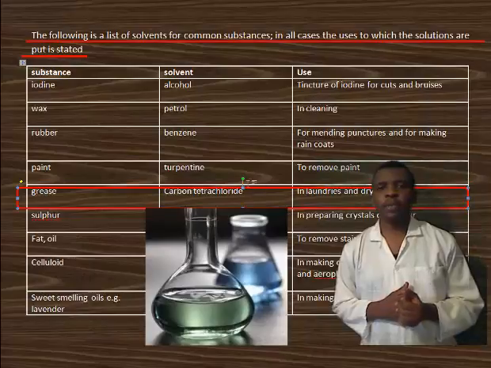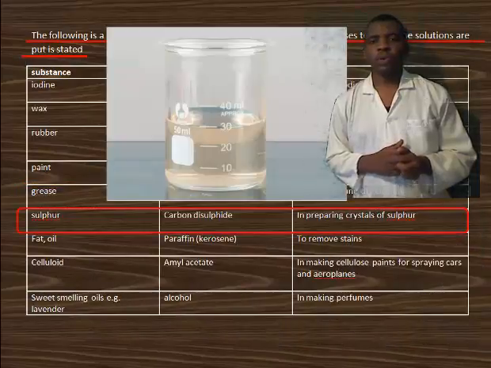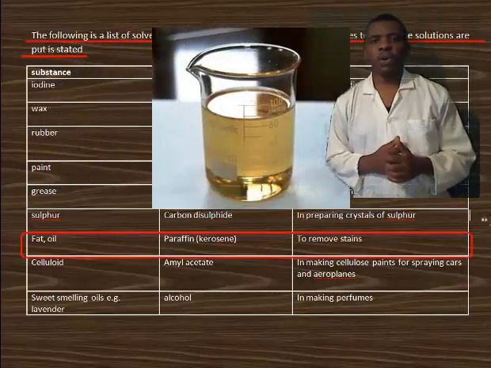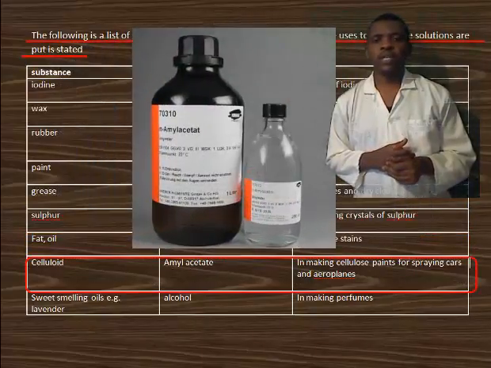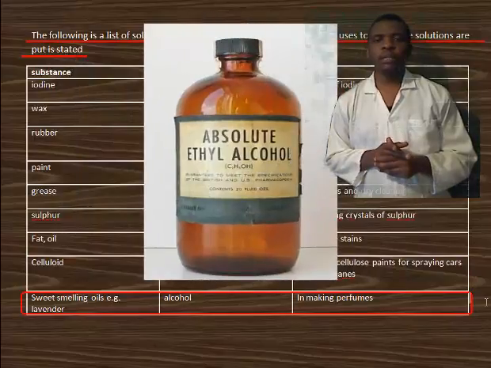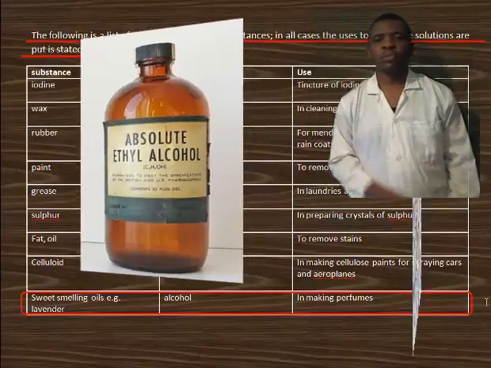Grease dissolved in carbon tetrachloride. This is used in laundry and dry cleaning. Sulfur dissolved in carbon disulfide. This is used in preparing crystals of sulfur. Fat and oil dissolve in paraffin, so paraffin is used to remove stains. Celluloid dissolves in amyl acetate. This is used in making cellulose paint for spraying. Sweet-smelling oils, example, lavender, dissolve in alcohol, and this is used in making perfumes.